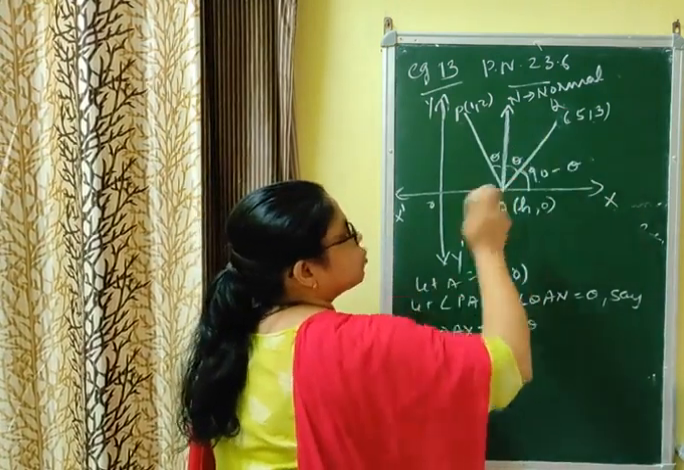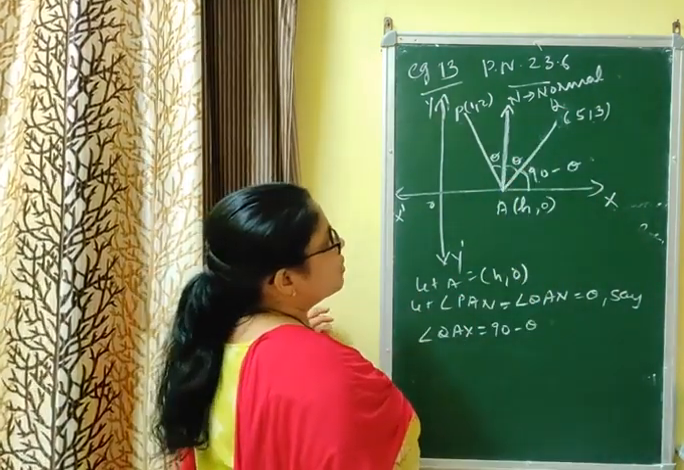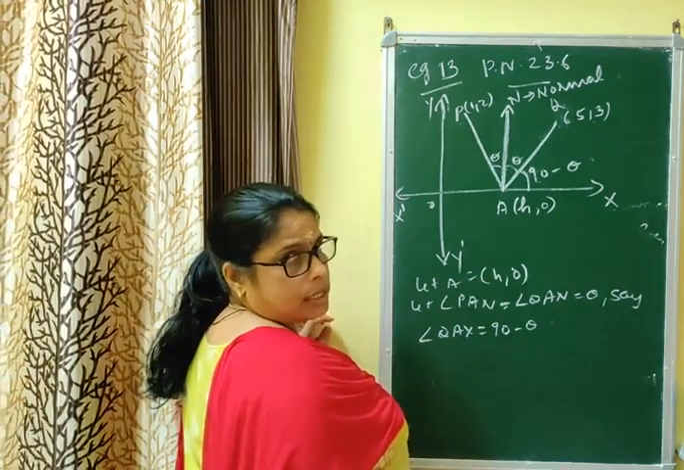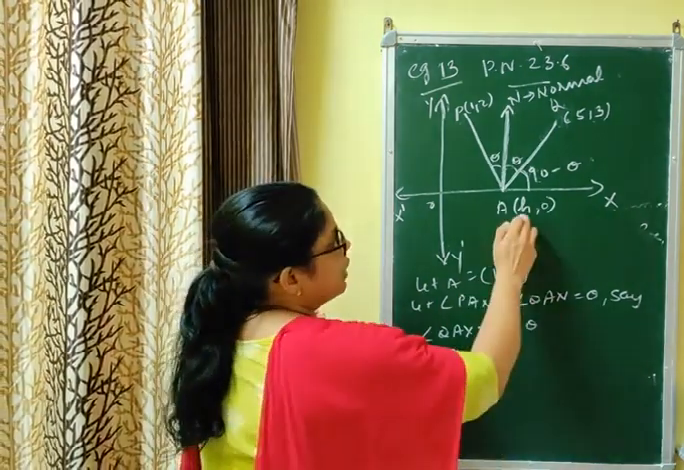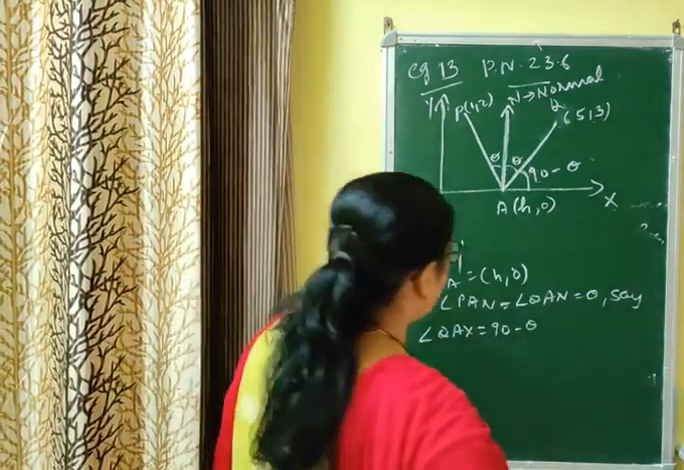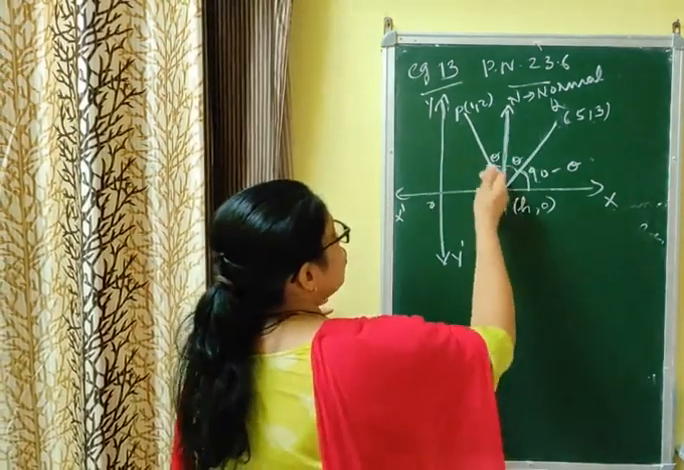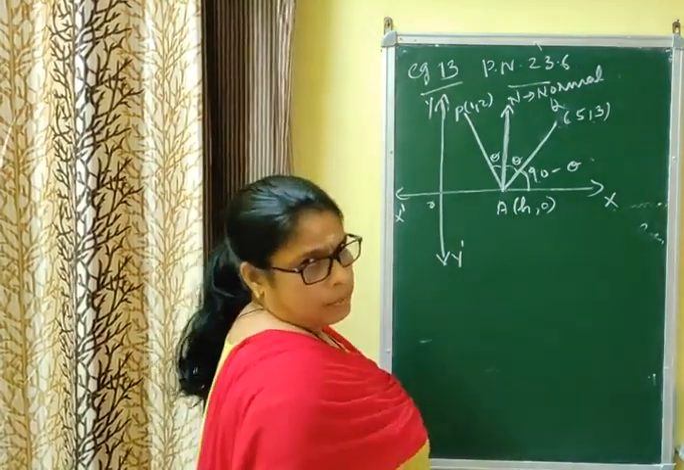Similarly, we will find the slope of AQ. Now we will see how we can eliminate theta. Until and unless theta is eliminated, you can't find the value of h. So first of all, we will find the slope of both, and see how theta can be eliminated from the two slopes.